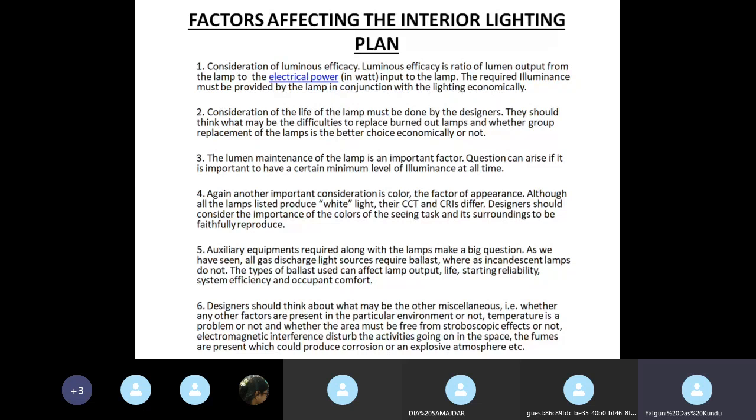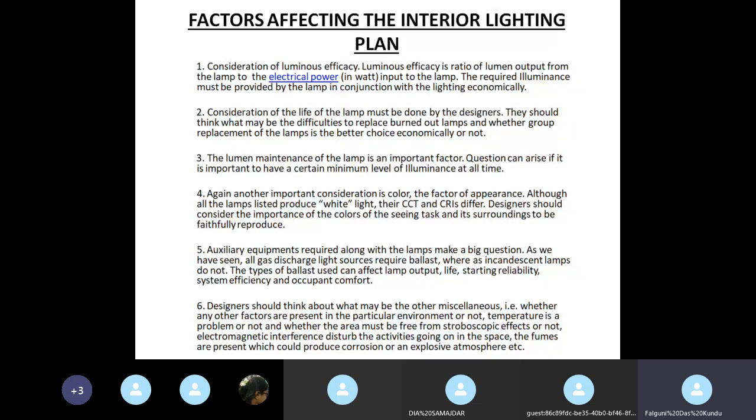So the factors are: number one, consideration of luminous efficacy. Luminous efficacy is the ratio of lumen output from the lamp to the electrical power input to the lamp. The required illuminance must be provided by the lamp in conjunction with the lighting economically.